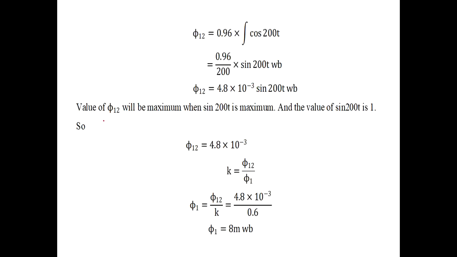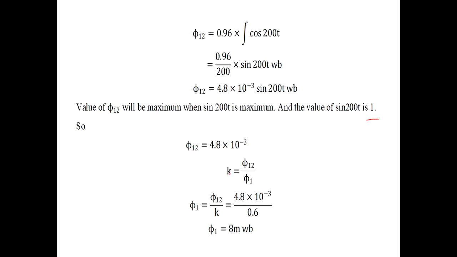The value of φ12 will be maximum when sin 200t is maximum. Here we can write sin 200t is equal to 1. Just substitute the value here, and for φ12 we got the answer 4.8 into 10 to the power minus 3.